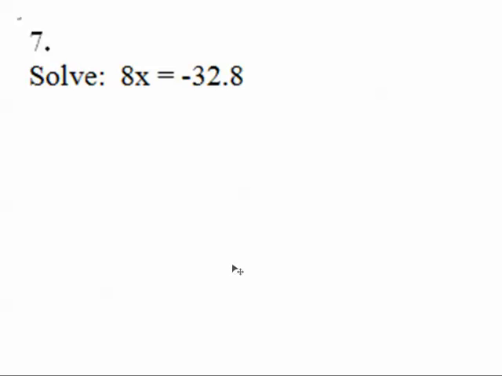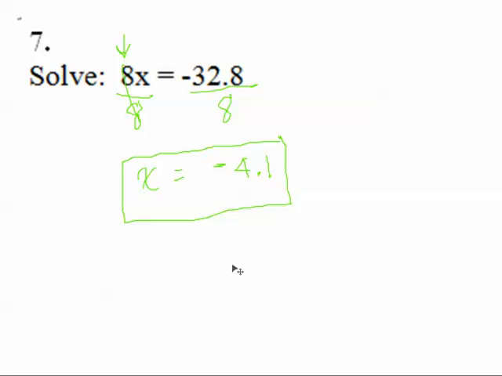Here I see where x is being multiplied by 8. I'm simply going to divide both sides by 8, or whatever coefficient I see in front of the x, and just divide them away. So negative 32.8, sorry, divided by 8, and I get that x is equal to negative 4.1. Again, watching my signs, because negative 32 is divided by a positive number, you get a negative answer.